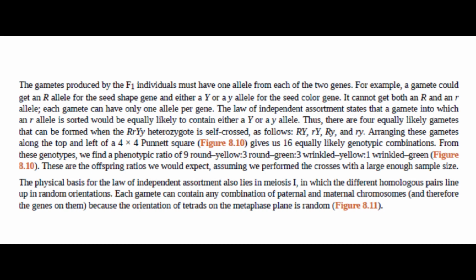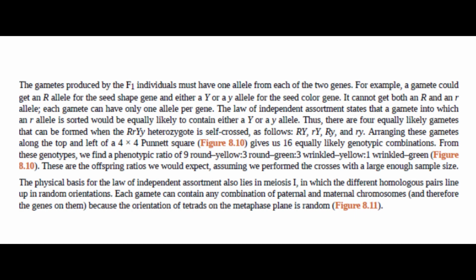Arranging these gametes along the top and left of a 4x4 Punnett square gives us 16 equally likely genotypic combinations. From these genotypes, we find a phenotypic ratio of 9 round yellow to 3 round green to 3 wrinkled yellow to 1 wrinkled green. These are the offspring ratios we would expect, assuming we performed the crosses with a large enough sample size.